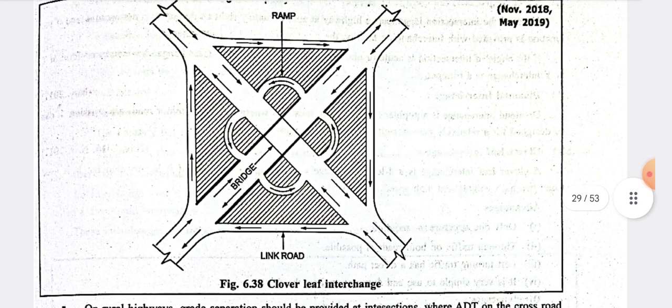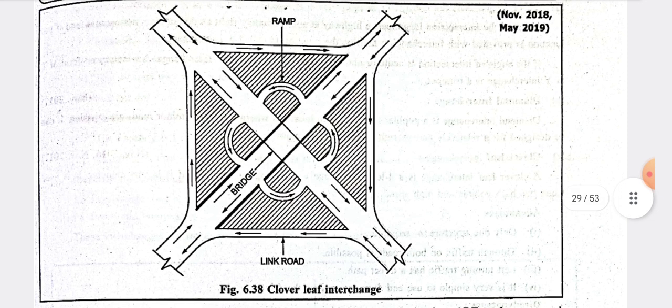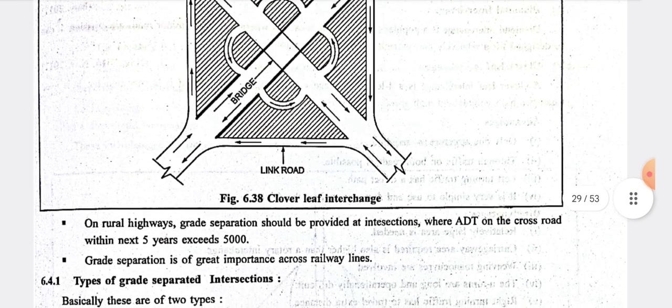The third one is a clover leaf interchange. In this type of interchange, a ramp is constructed. This ramp changes the gradient, from upper gradient to lower gradient and lower gradient to upper gradient, and in between an interconnecting road is connected to the major road, like a link road.